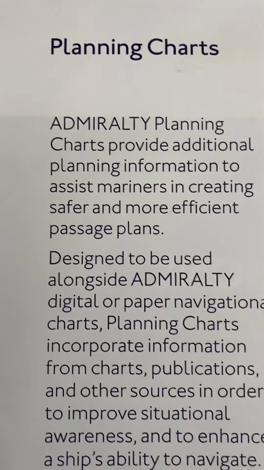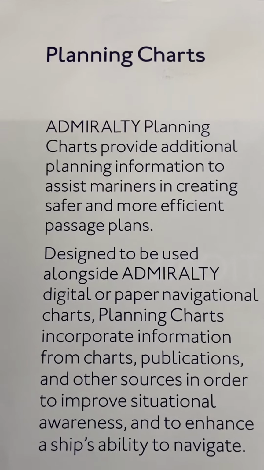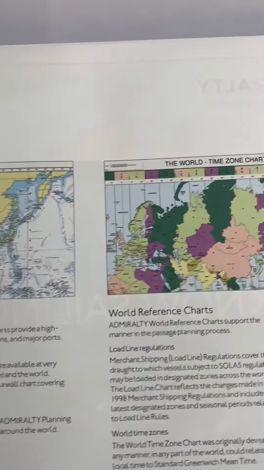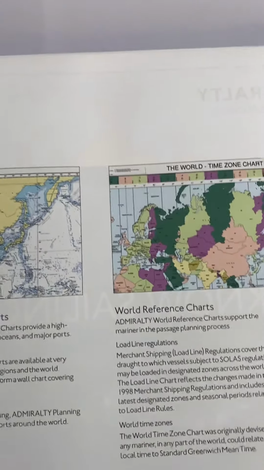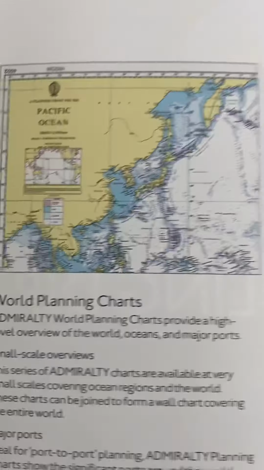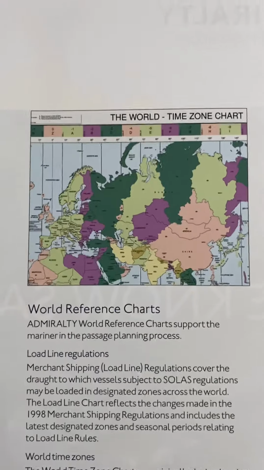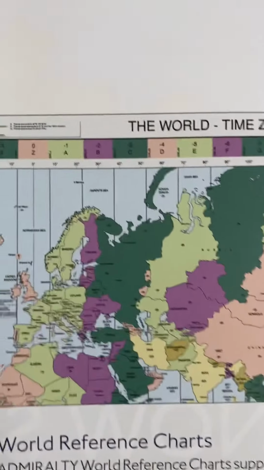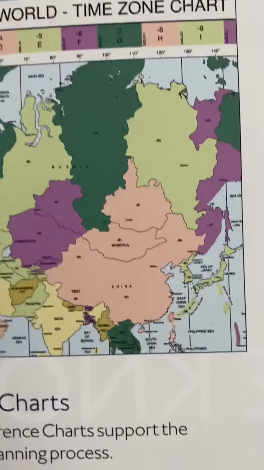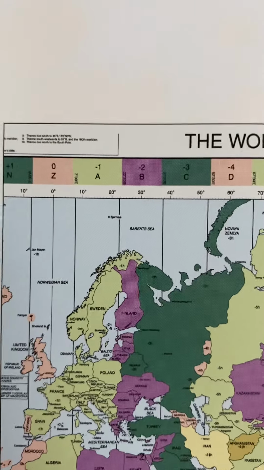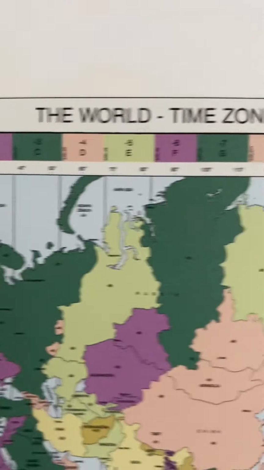So these are the planning charts. Admiralty planning charts provide additional planning information to assist mariners in creating a safer and more efficient passage plan. We have the world planning chart and the world reference charts. For example, if you are traveling across the world, you can see the different time zones, so it's very easy, even if you don't calculate. Every place in the world has its own zone time.